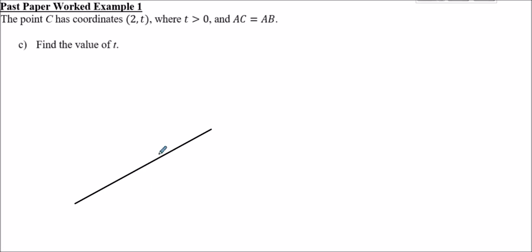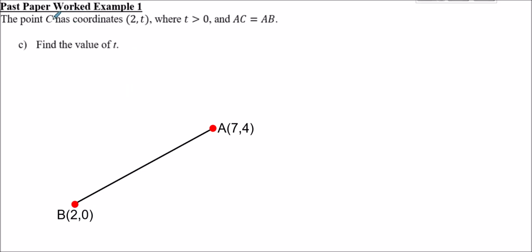Get any sort of obvious looking line. I wouldn't say do it completely vertical or completely horizontal. Do the line with a slope at least. Label on what we know on this line. And so we know A is the point (7, 4). We also know that B is the point (2, 0).